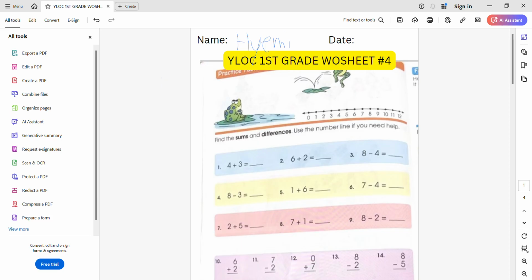So today we'll be learning about finding the sums and differences using the number line if we need help. And always don't forget your date. So let's get started. So number 1, 4 plus 3.